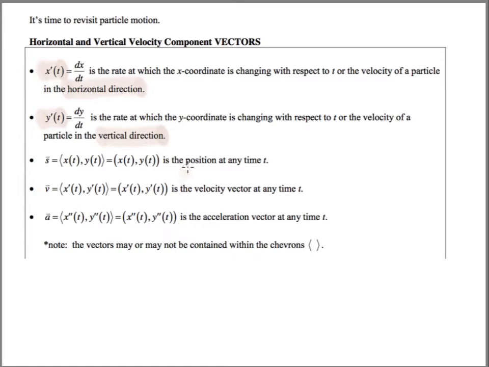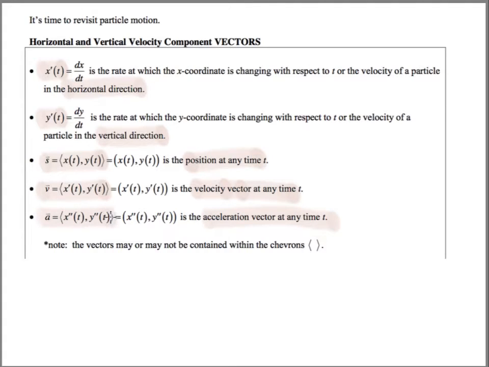Our position equation can also be written as a vector. And when we put it in a vector, we just put it in a chevron. So we just list our x expression in terms of t, comma, our y expression in terms of t. And that gives us our position vector enclosed by chevrons. And then if we want to figure out our velocity vector at time t, we simply take the derivative of the position function: the derivative of x with respect to t, comma, the derivative of y with respect to t.